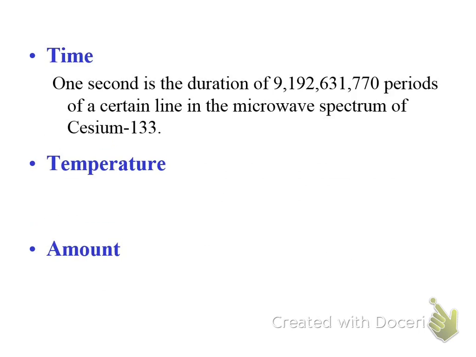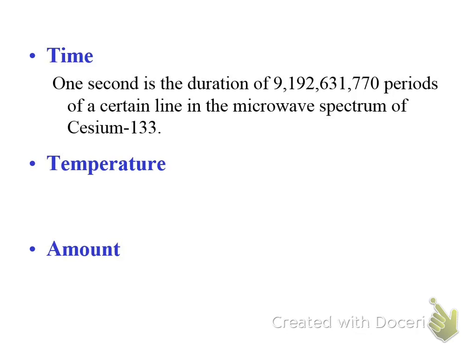Time is also something I can't do. There's the element cesium, one form of cesium, mass number 133, which has a particular spectral line, and we can use the number of periods that occur in 1 second.